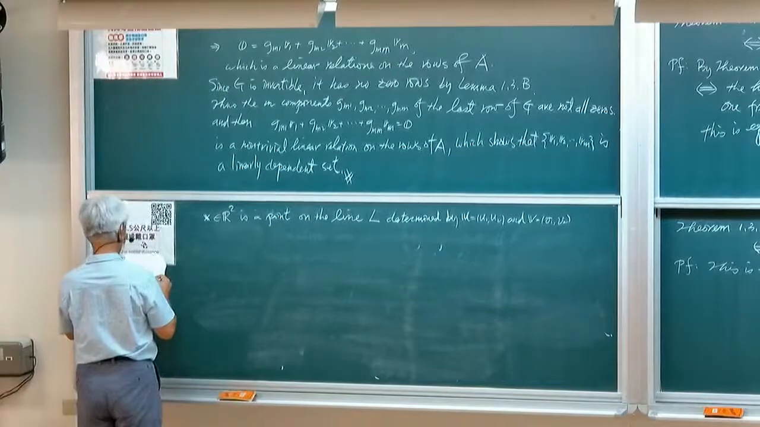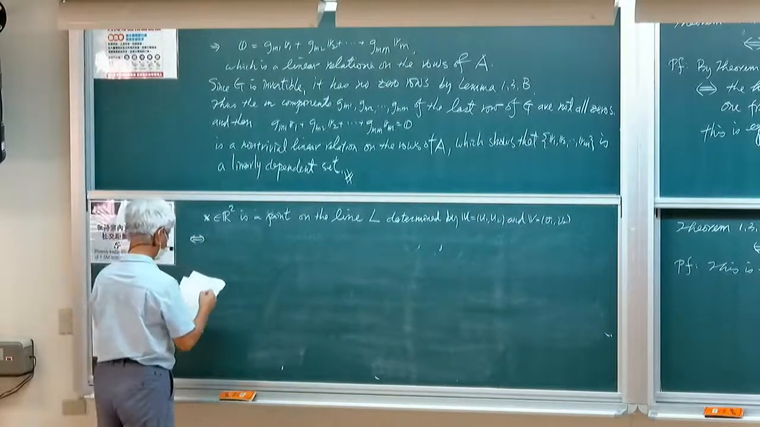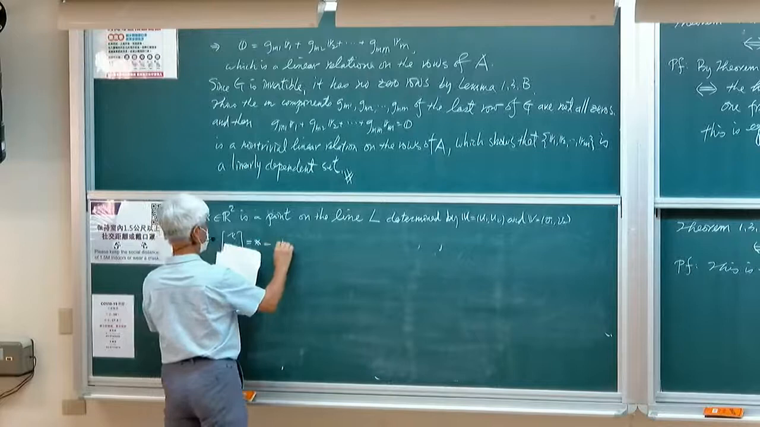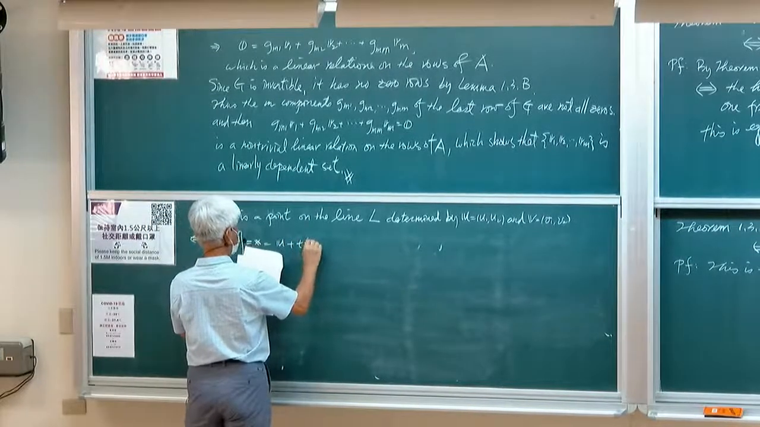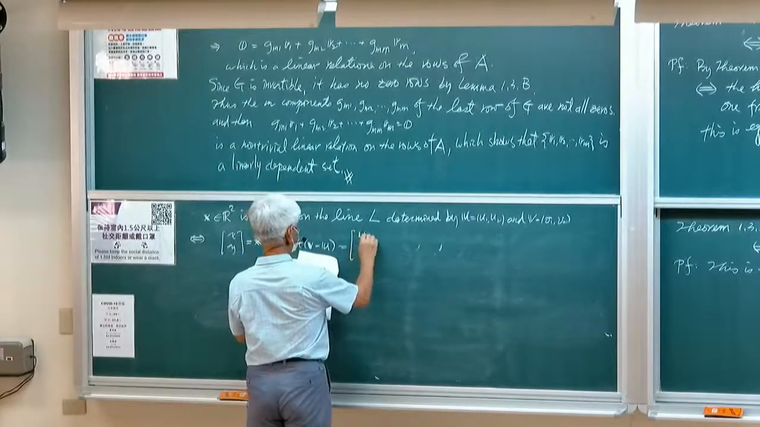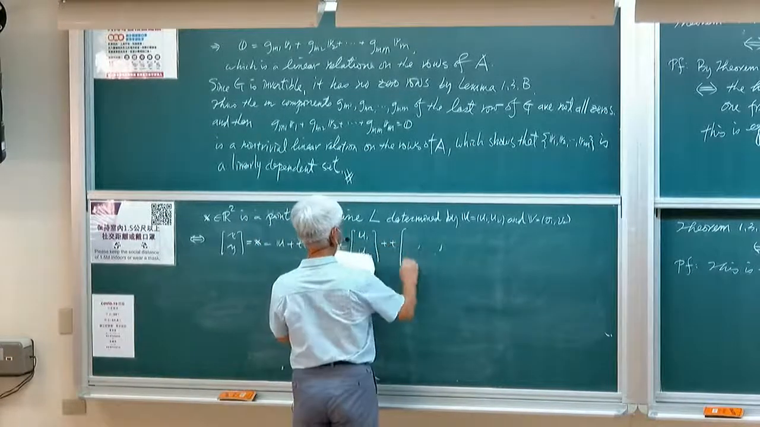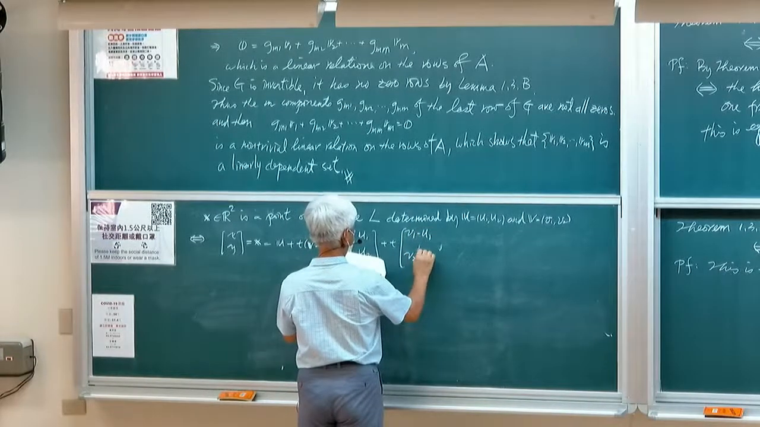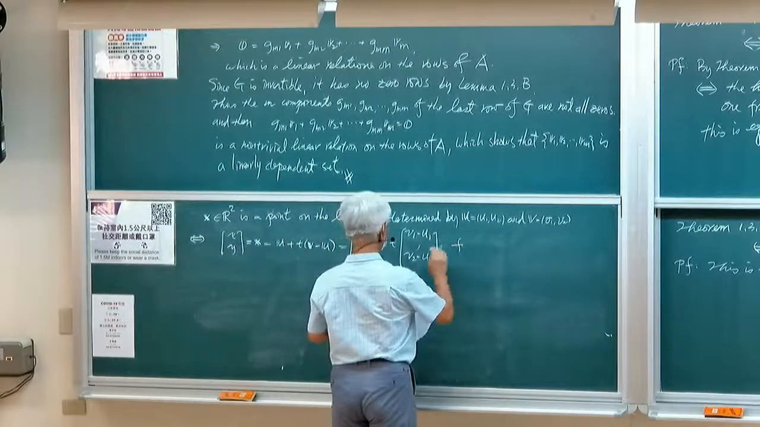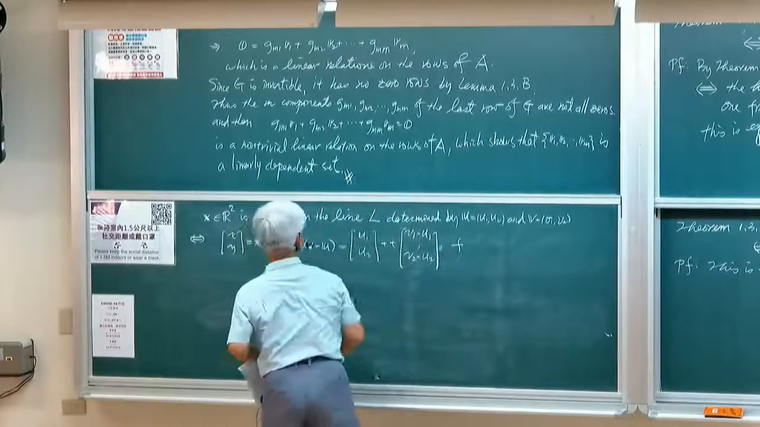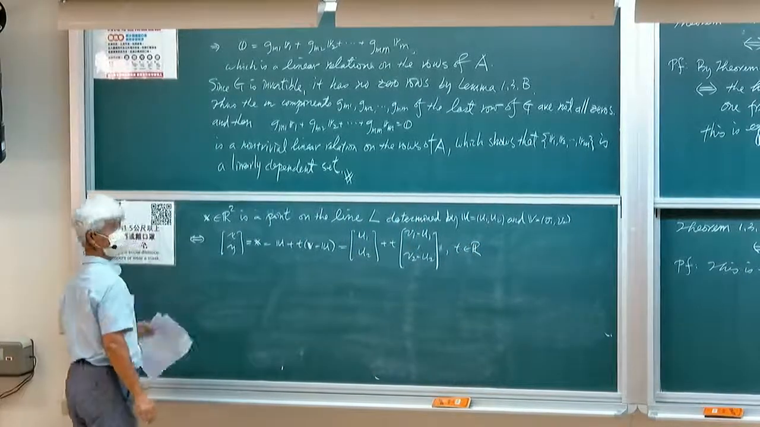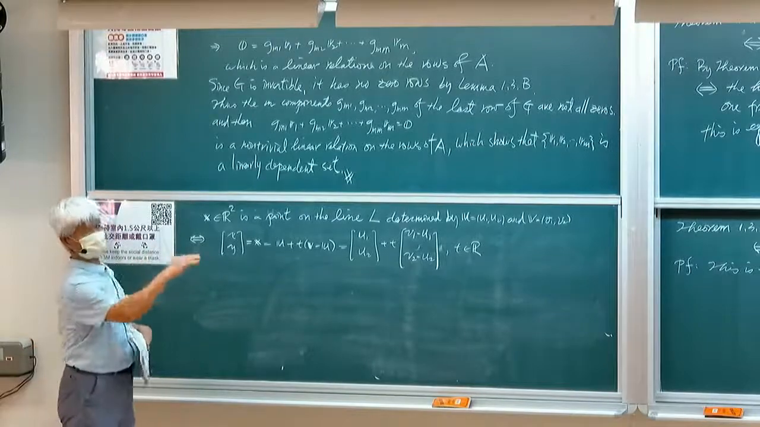If and only if x can be described by x = u + t(v - u), for some parameter t in R. So that's if and only if. This is from the parametric representation.